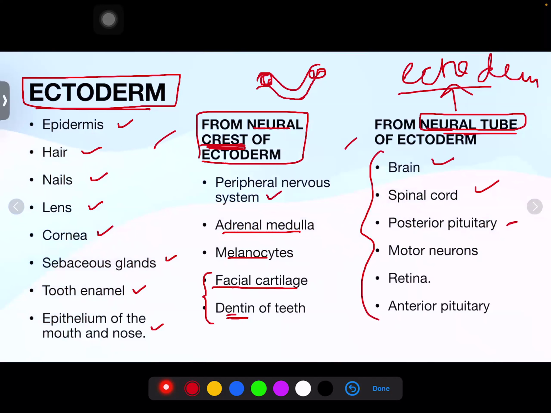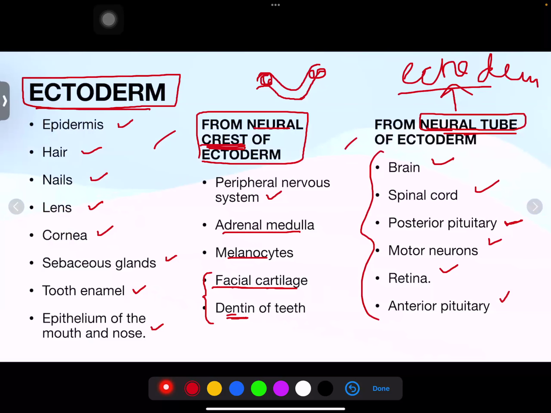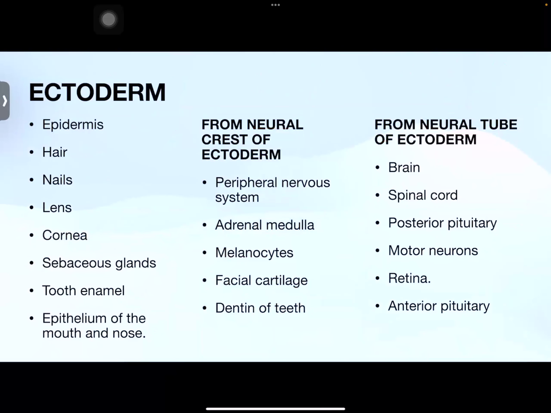We'll discuss this in endocrinology as well. The posterior pituitary is actually an evagination of the hypothalamus. So the motor neurons, the retina, the anterior pituitary, all these things, the neural tube is also developing from ectoderm. So these are the structures from the neural tube.